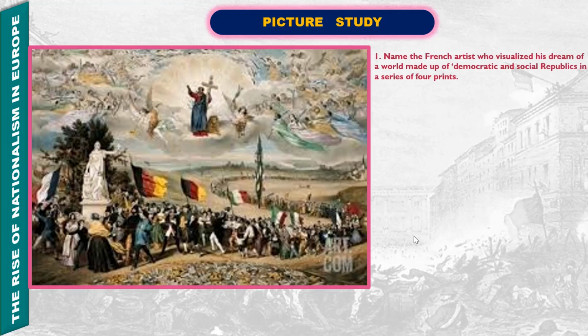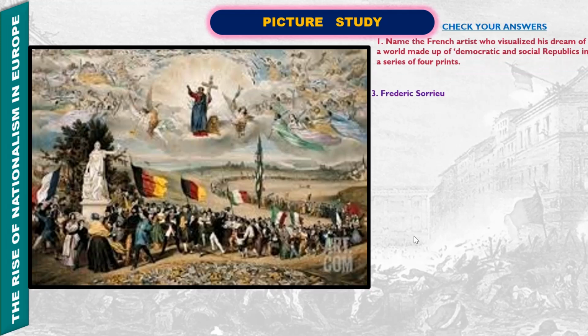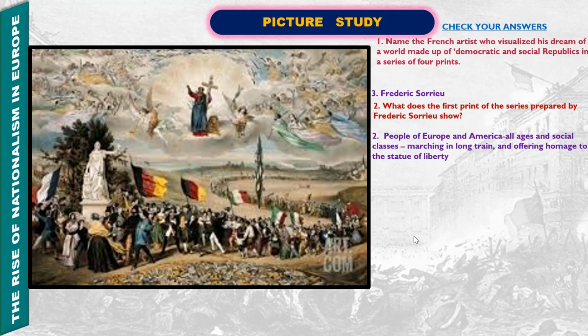Name the French artist who visualized his dream of a world made up of democratic and social republics in a series of four prints. The answer is Frederic Sorrieu. What does the first print of the series prepared by Frederic Sorrieu show? People of Europe and America, all ages and social classes, marching in a long train and offering homage to the Statue of Liberty. How did the artist of the time of the French Revolution personify liberty? Liberty was personified as a female figure.